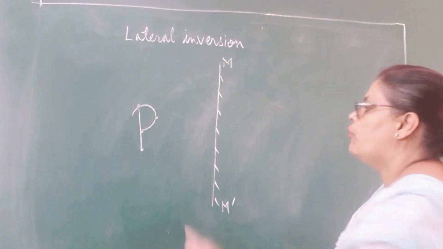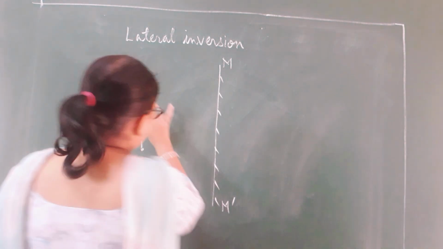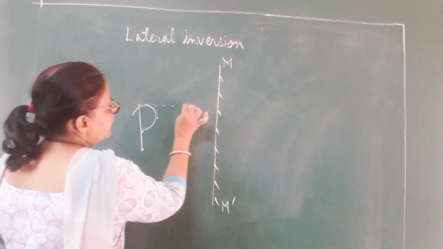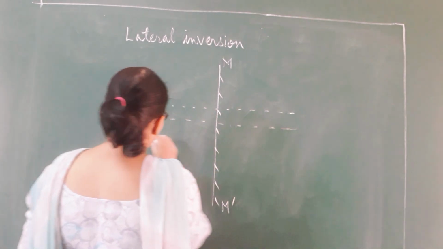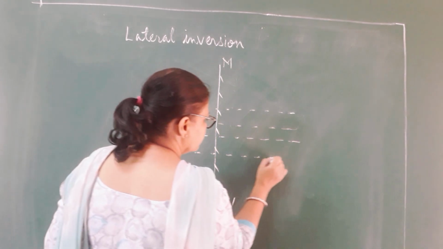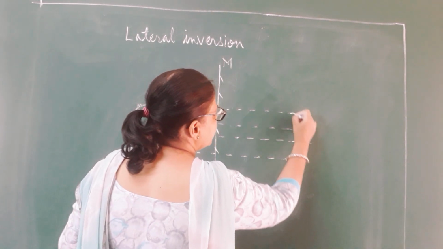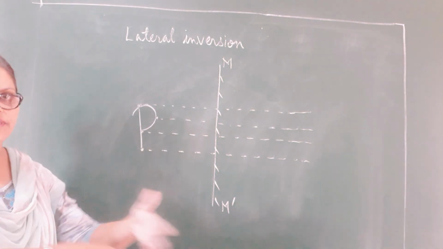So I have taken 4 points. See, 1, 2, 3, 4. And from these 4 points, I am going to draw dotted lines towards the other side. See, children, I am drawing dotted lines to the opposite side of the mirror. Can you see I've drawn dotted lines from these 4 points with the help of a scale?